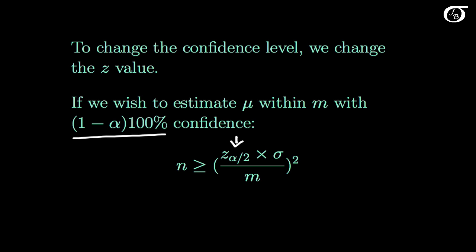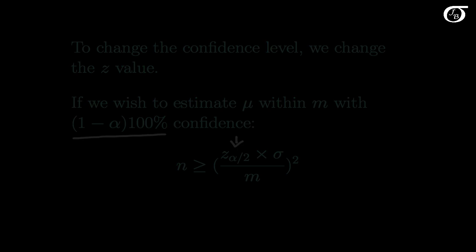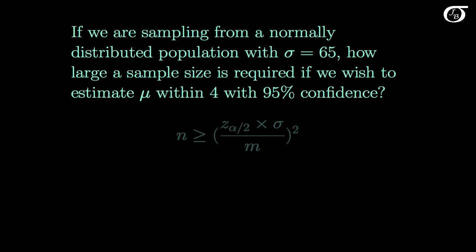Let's look at a couple of examples. If we are sampling from a normally distributed population where the population standard deviation sigma is 65, how large a sample size is required if we wish to estimate mu within 4 with 95% confidence? Well, here's our sample size formula, and we want to estimate mu within 4, which means that our m is equal to 4. And the rest of these values we should know.